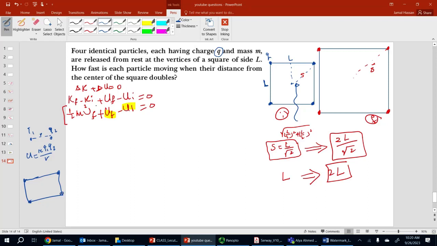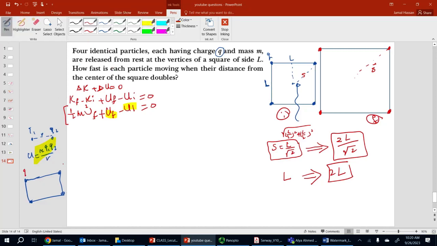So you have 6 terms like this. Okay? Let me explain this. So you have Q, Q, Q, Q. Let's make it general: 1, 2, 3, 4. So there is one term between these two. There is Q1 with Q2. There is another term Q1, Q3. There is another term between Q1 and Q4. So that's 3 terms. Okay.